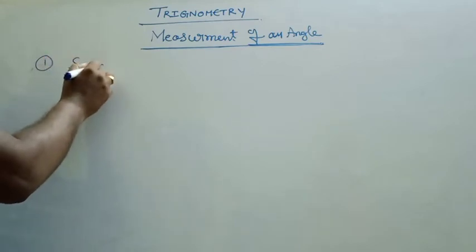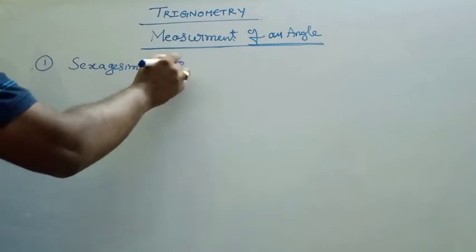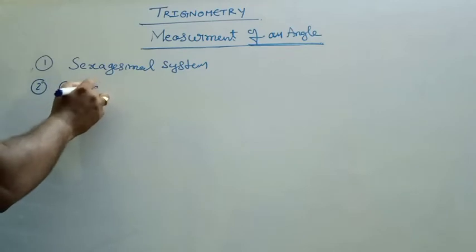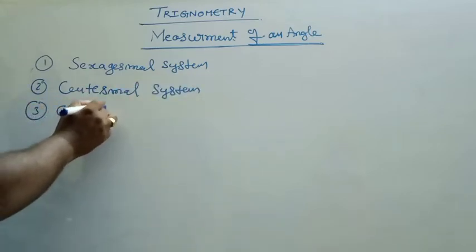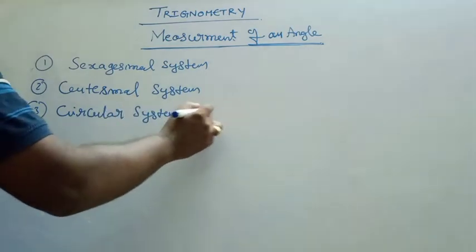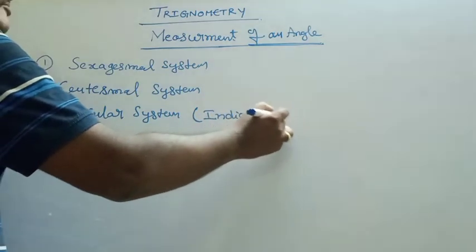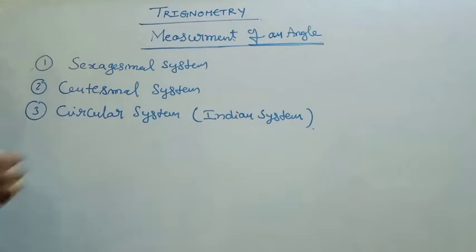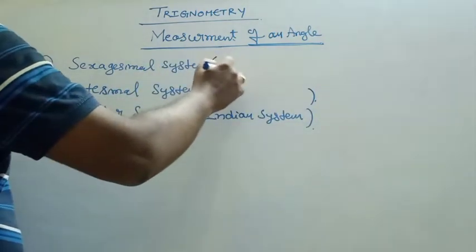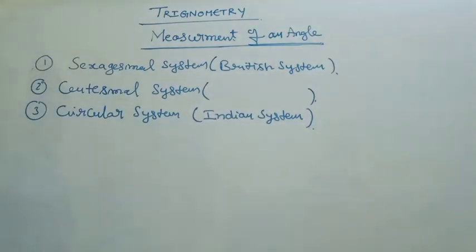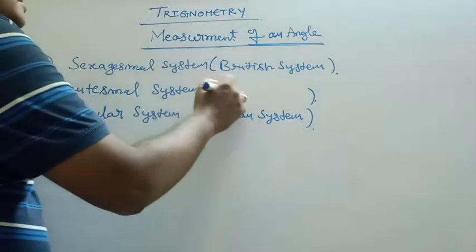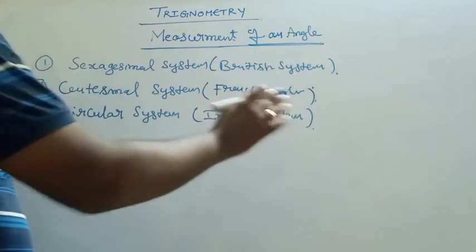One is the sexagesimal system, number one. Number two, the centesimal system. Number three, the circular system. The circular system is what you call the Indian system. The sexagesimal system is the British system, and the centesimal system is the French system.